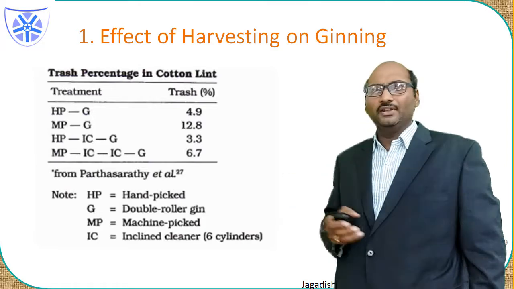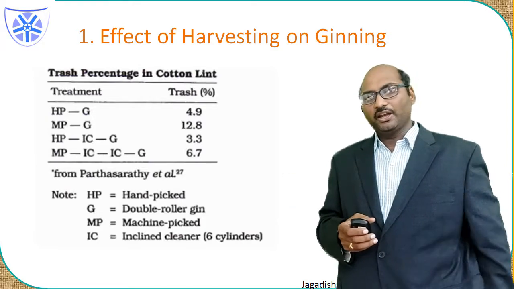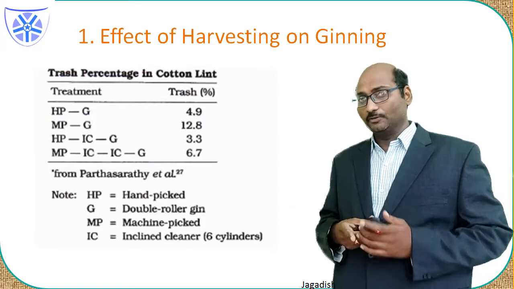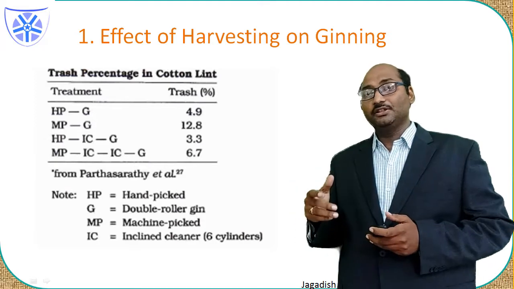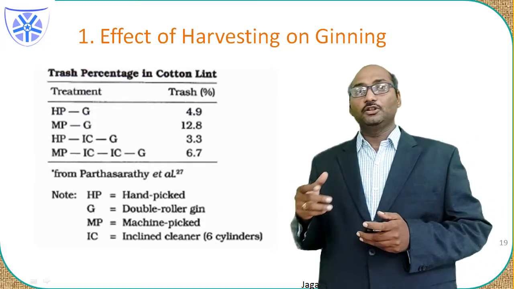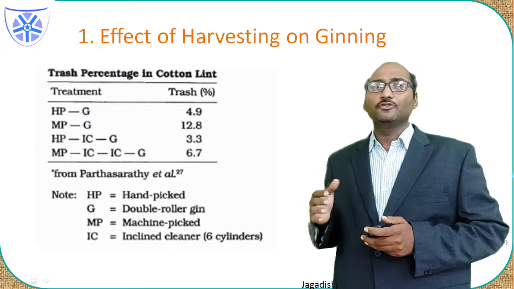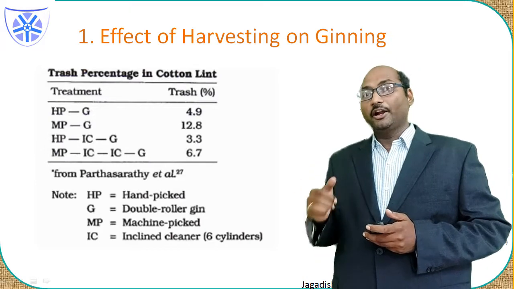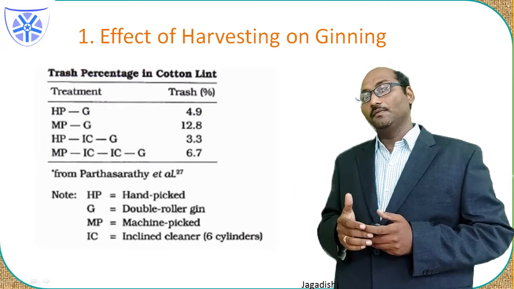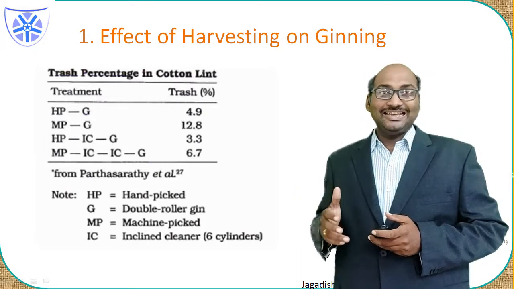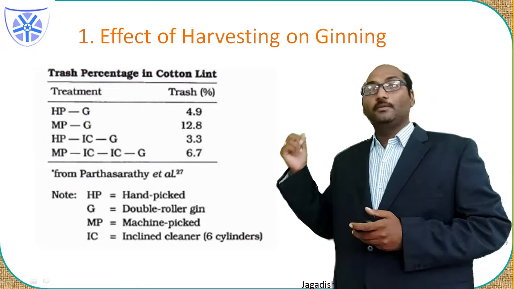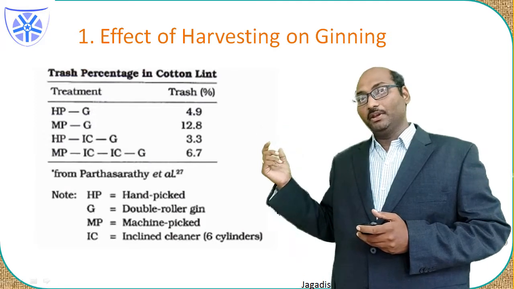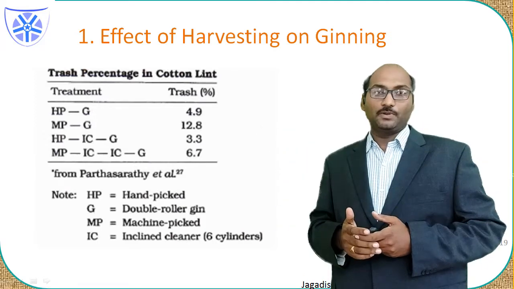Again, this is one of the experiments or trials which was made by one of the researchers. Okay, again it varies depending upon what kind of genetic variety of the cotton it is, what is the yield, what kind of picker they have used, and optimization of this picker will also change the effect of machine picking or manual picking with respect to the trash percentage.